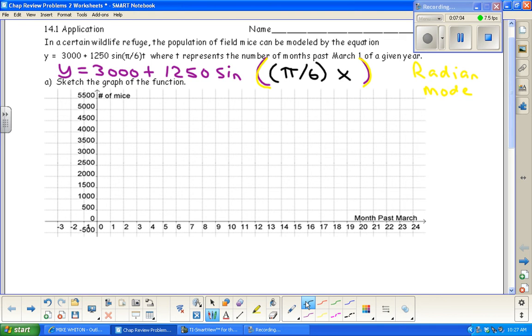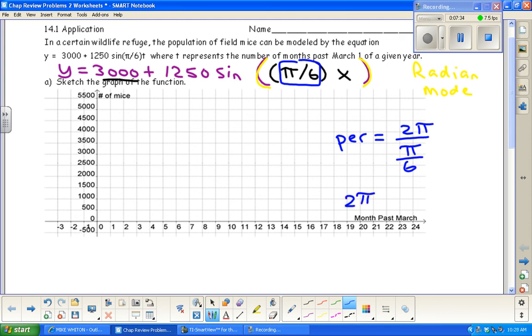So what I would do, we know the amplitude is 1250. We know there's a vertical shift here, 3,000. Let's figure out the period so we know where to put our marks along the x-axis. So the period is going to come from using the b value here, and this pi over 6 is the b value. Okay, so let me do this here, then we'll erase it. The period is always 2 pi divided by the b value. Okay, so 2 pi divided by pi over 6.